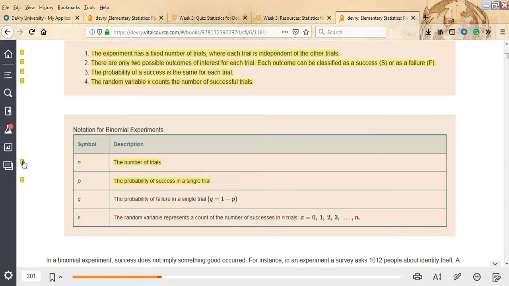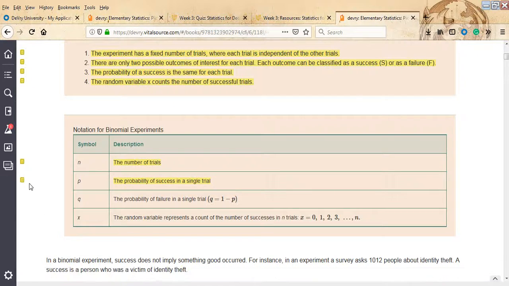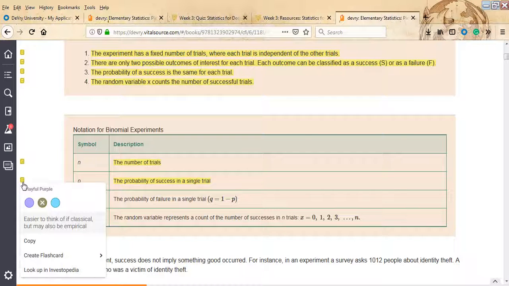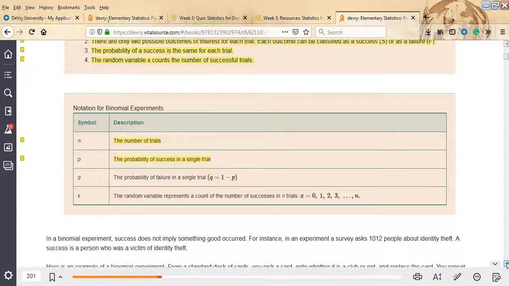I can't remember what note I put here. Yeah, so it's just given in the problem. I discussed that. What note did I put here? Yeah, so again, the probability of successes, it's easier to think of if it's classical, but it may also be empirical. We discussed that.